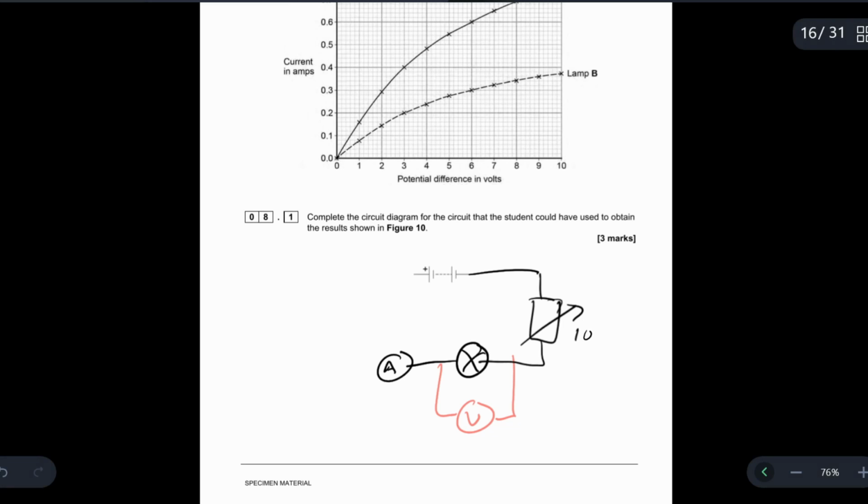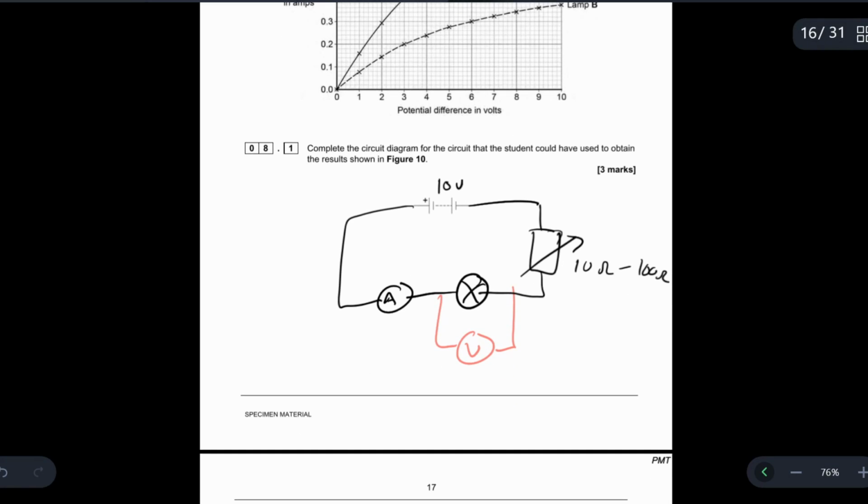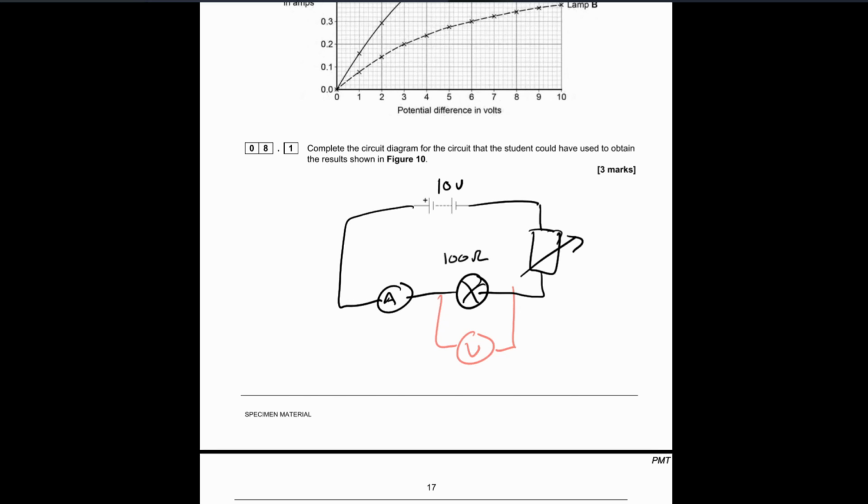So this resistor might have a range of 10 ohms to 100 ohms. And if you change the resistance of this variable resistor, whatever voltage is coming out from your cell, let's say 10 volts, is going to be split across this resistor and your lamp depending on the resistance of each one. So for example, if the lamp has a fixed resistance of, let's say, 100 ohms, this is just to show you what I mean. If it's got a fixed resistance of 100 ohms and you set your variable resistor also to 100 ohms, then the resistance of both your components is the same, and your 10 volts is going to be split equally along those components. So you're going to get 5 volts here and 5 volts there.